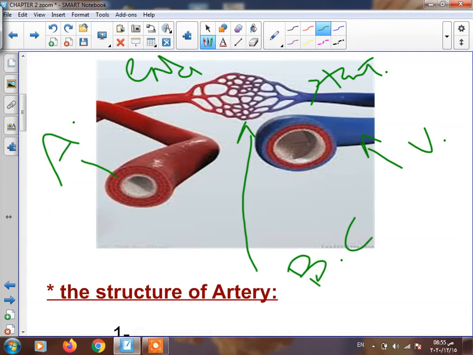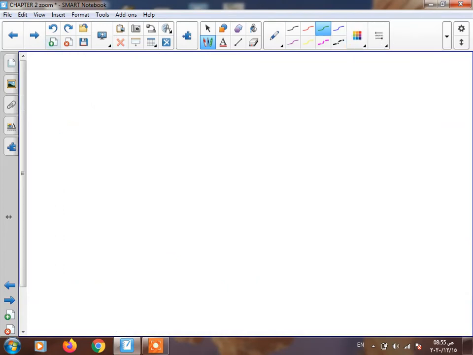Clear? Okay. Are the blood capillaries connected in a direct way with the heart? Of course not. Where are they found? Found among cells. So if we draw it this way, this is the heart and this is the cell.